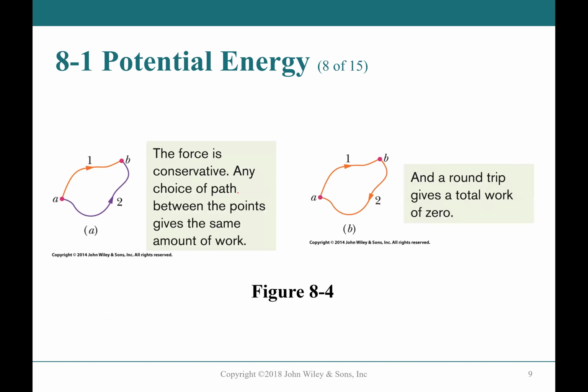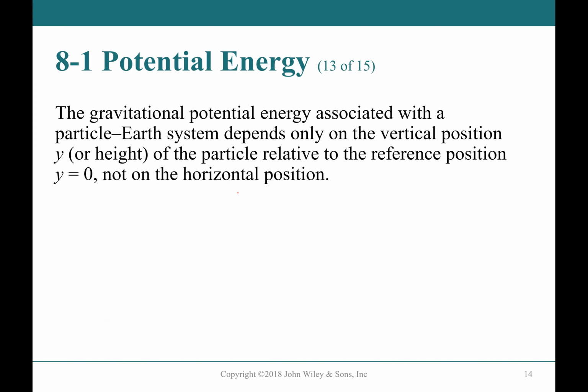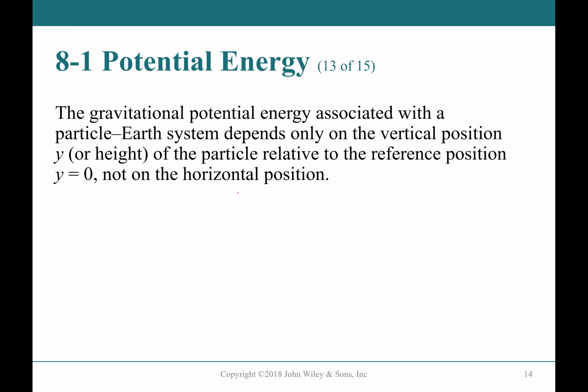I want to show you this first. As we talked in class today, the gravitational potential energy associated with a particle-Earth system depends only on the vertical position y of the particle relative to the reference position. So here, usually we have to have a reference point where y equals 0.